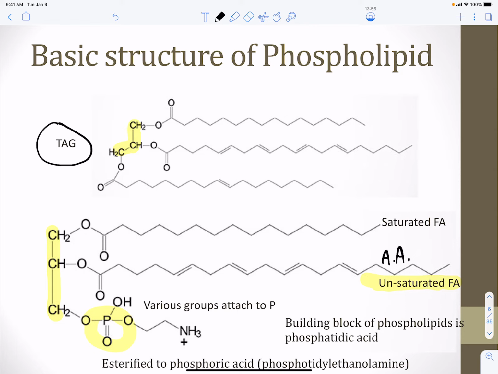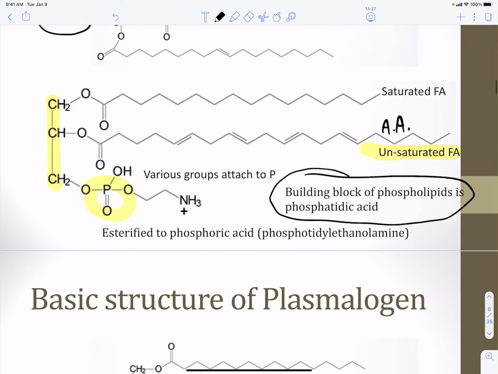And your eicosanoids, your thromboxanes, your prostaglandins, your leukotrienes, things like that are going to be made from arachidonic acid. And arachidonic acid is made from your essential fatty acids. So attached to this phosphate group, you can have an ethylamine attached, a choline attached, etc. The building block of phospholipids is going to be this phosphatidic acid, where you have a phosphate group on that 3 carbon.